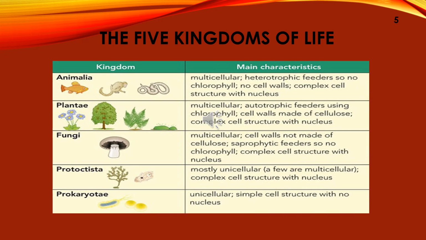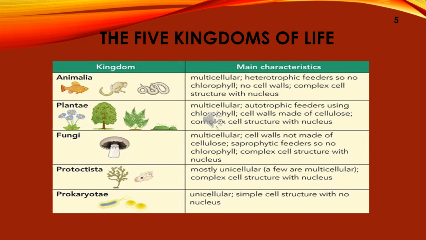And then you have the protista. The protista is mostly unicellular. A few are multicellular, with a complex cell structure with a nucleus. And what you have right here as an example is the amoeba and the paramecia. Those are the 2 examples that I can mention right now. The paramecia and the amoeba.